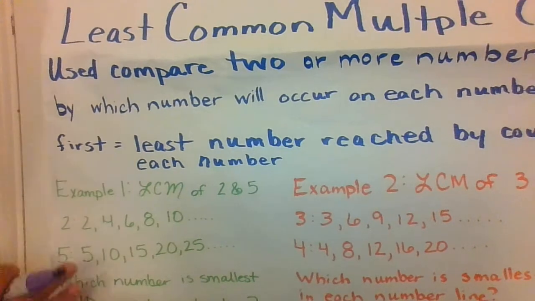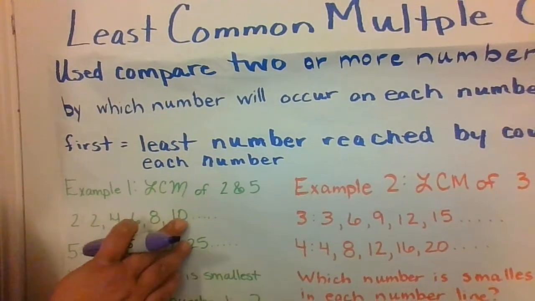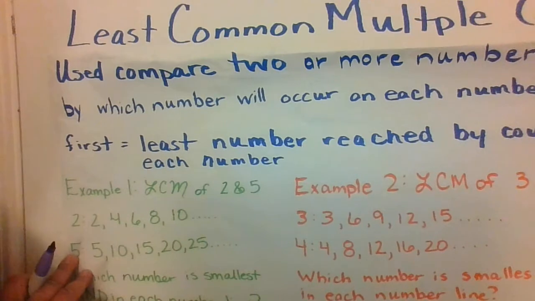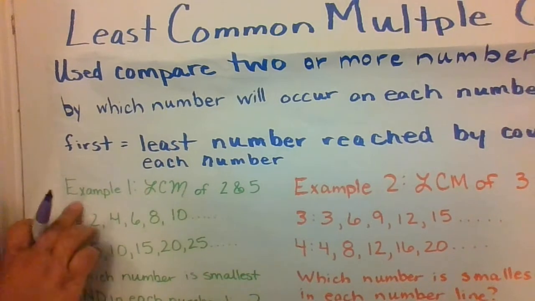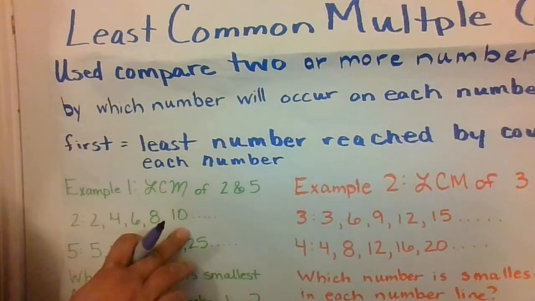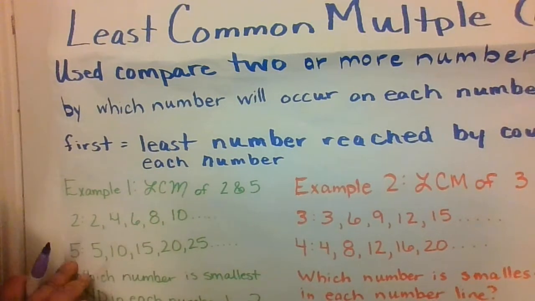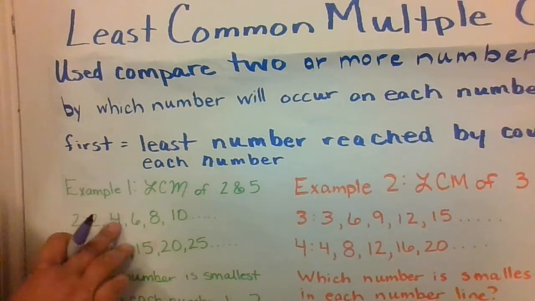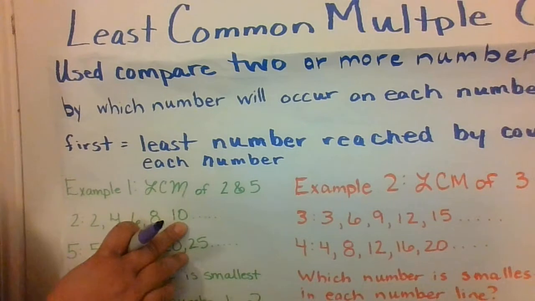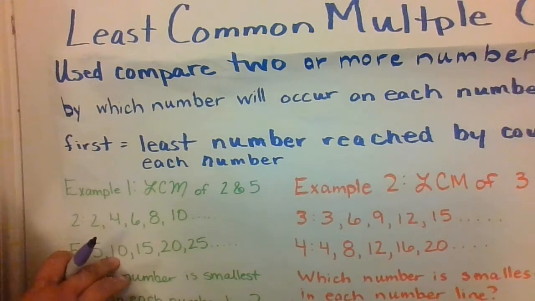So I'm going to count by 2's. So I have 2, 4, 6, 8, 10. Then I count by 5's. And I want you to stop once you hear a number that you have already heard. So always start with that smallest number, count up a couple of spaces, and then go to your next one. And whichever number is the smallest on that line that is also on that first, you are at your least common multiple.